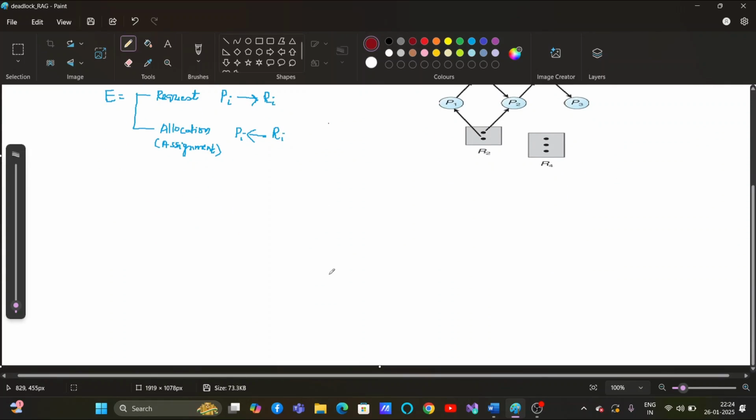Okay, let us move to the second case. The second case will have two options. The first case is if there is no cycle. But in the second case, if there is a cycle, we have two options. The first option is if the resources are of single instance. Or the second option, B, is if the resources are of multiple instances.